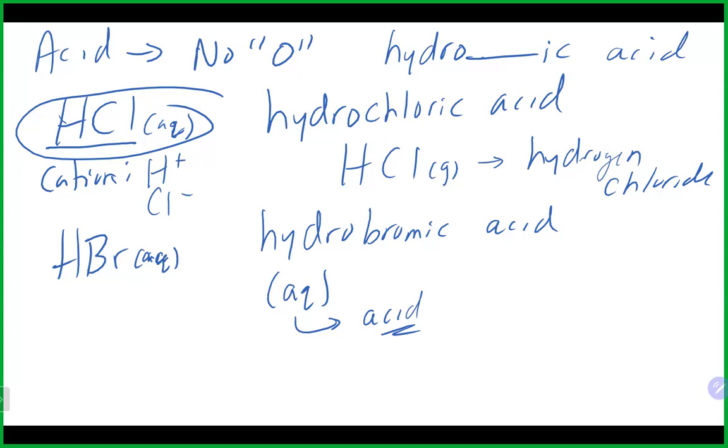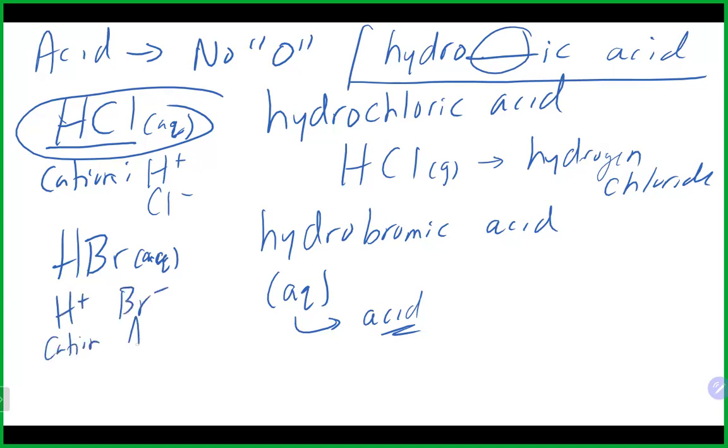We usually put that next to the formulas to indicate that we're talking about the acid rather than just HCl in the gas phase, which would be hydrogen chloride gas, just like HBr in the gas phase would be hydrogen bromide versus hydrobromic acid. Any question on that? So no oxygen and it's an acid, that is your formula right there. The missing part is basically the negative ion. By the way, for this acid, H+ and Br-, cation, anion, in the solution here.